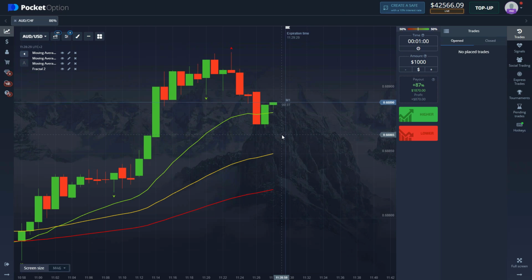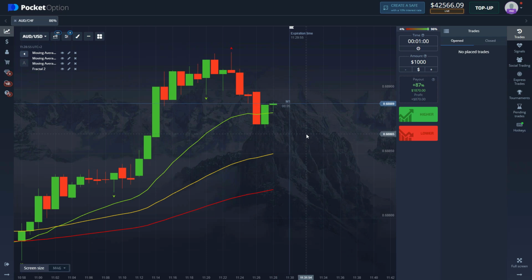So stick to the strategy, stick to the plan, wait for the price to make a pullback, wait for the green fractal to be printed below the candle. If all three moving averages are moving in one direction and the green moving average is above the yellow one and the yellow one is above the red, wait for the fractal to be printed and then enter a 1 minute long trade. So we're gonna see if we get the fractal here.